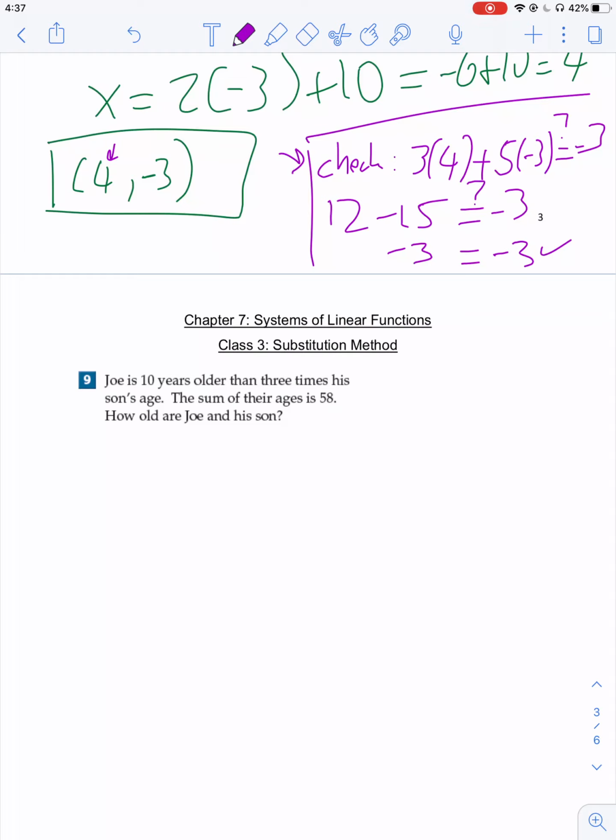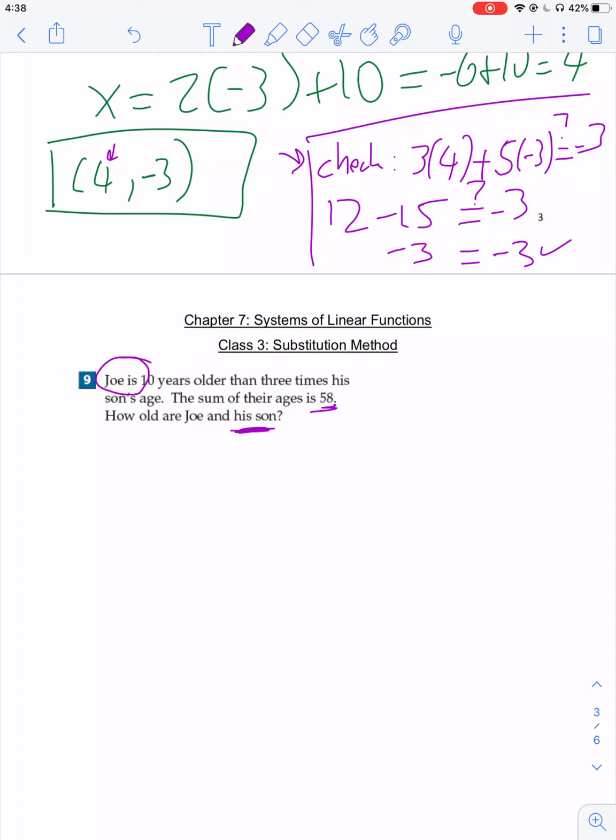So Joe is 10 years older than 3 times his son's age. Okay, the sum of their ages is 58. How old are Joe and his son? Okay, so we have some information about Joe's age, right? So he's 10 years older than 3 times his son's age, but we have no information about Joe's son's age.